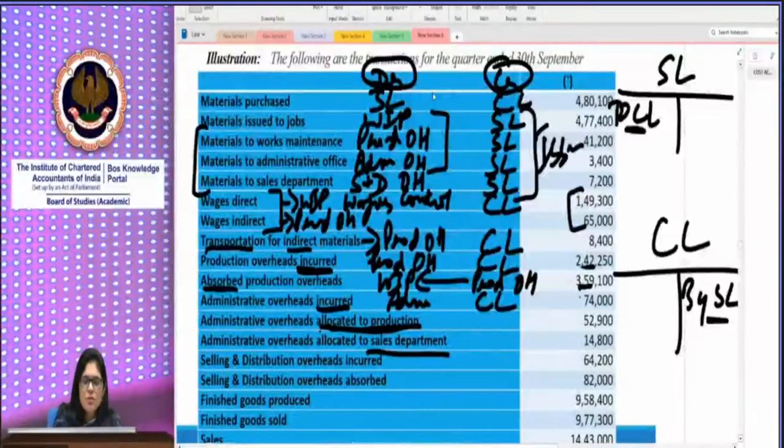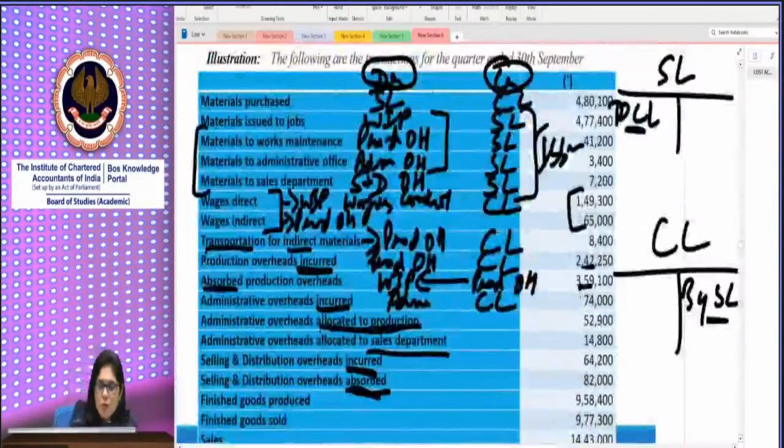Selling and distribution overheads incurred. Now selling and distribution is also incurred. So just incur them: selling and distribution overhead debit and CL account credit. Absorbed: they have to be absorbed to COS, cost of sales. Yes, they will be absorbed to cost of sales.